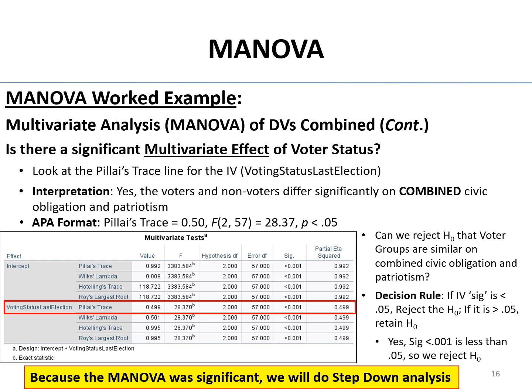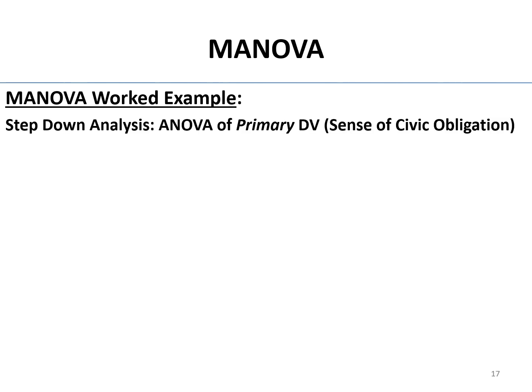So because MANOVA is significant, we know that the IV groups differ on at least one of these dependent variables. So we are going to do step down where we order our most important and that second most important DV and do a MANOVA and ANCOVA subsequent. So next step is to do that step down ANOVA of our primary dependent variable. And again, that is a sense of civic obligation because of the study hypothesis that is what drives voters.